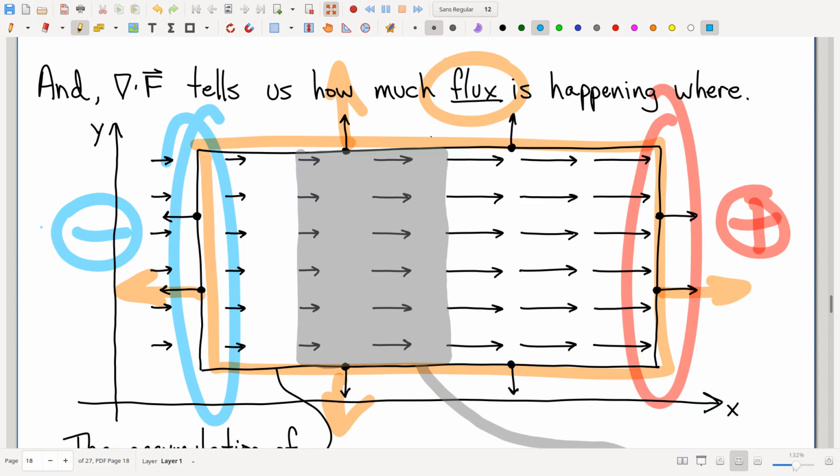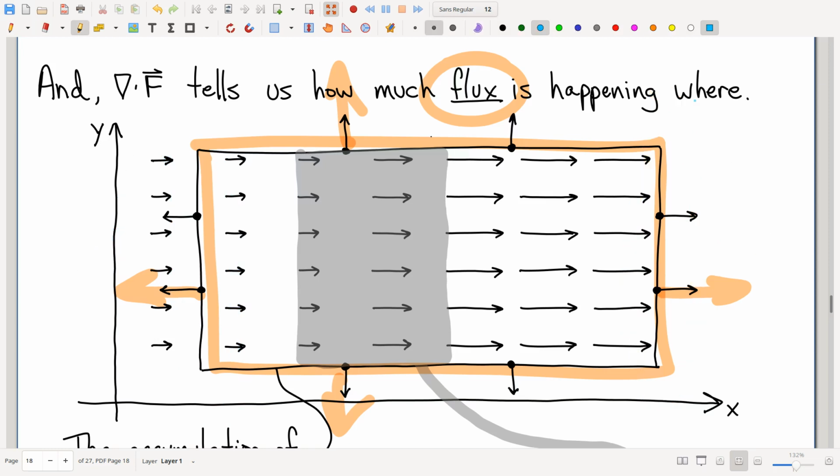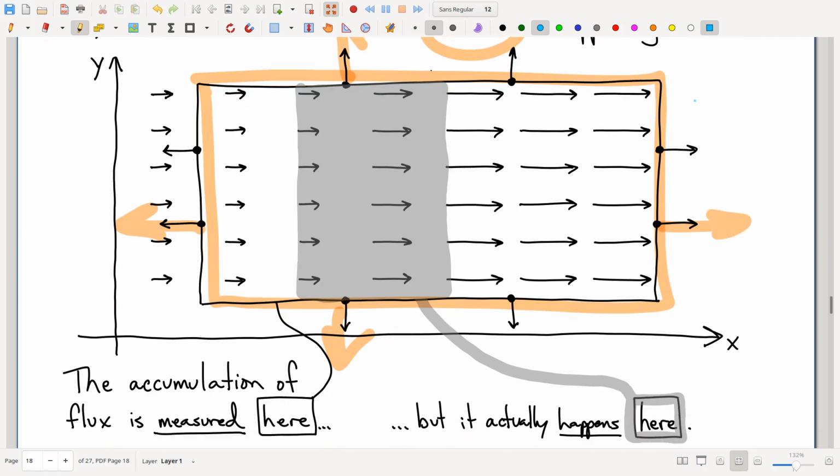Okay, so again, we've done a calculation. We've figured out, qualitatively, how much flux there is happening on this boundary. Again, we measure it on the boundary. That's where we kind of see it, as it were, right? But is that where it's happening? No, of course not.